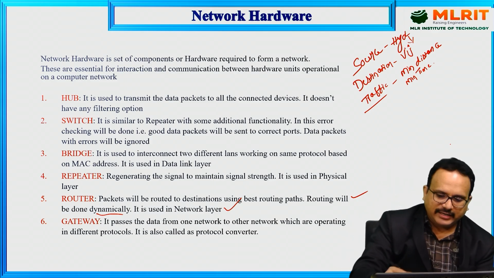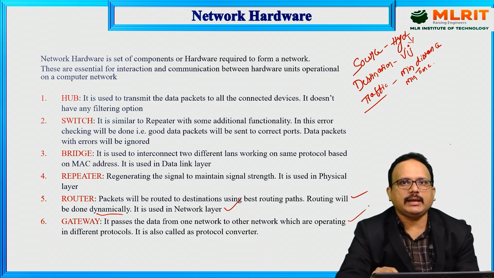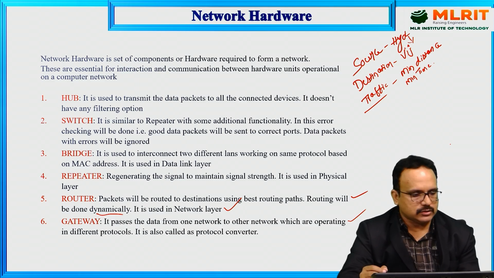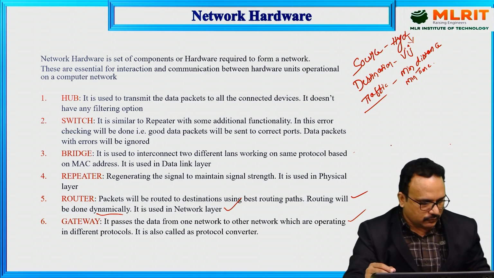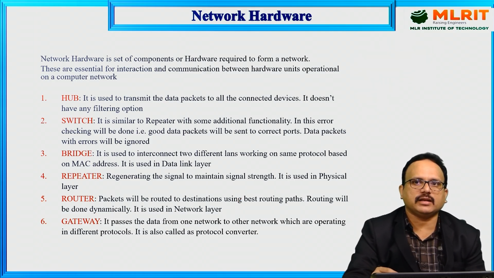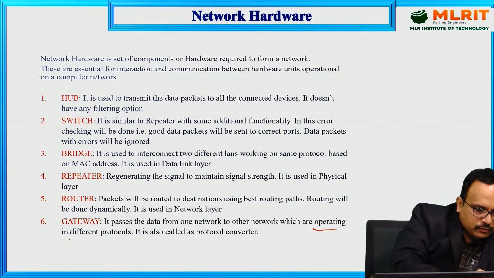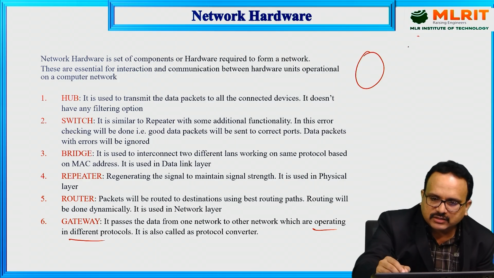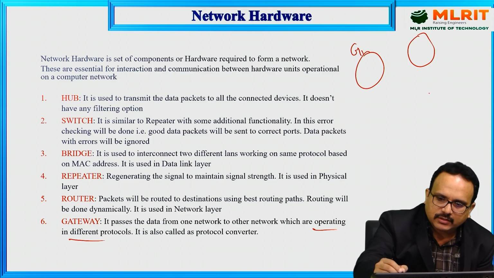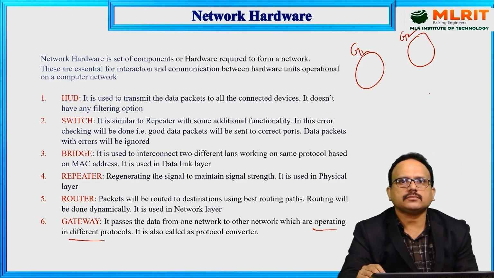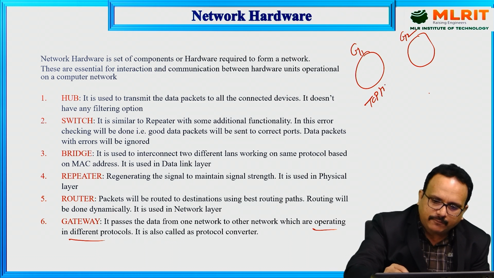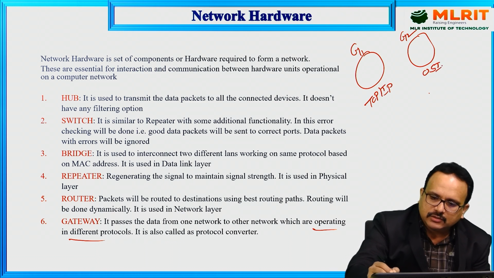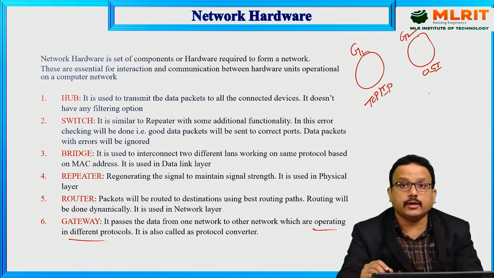And the last one is the gateway. So what is this particular gateway? It passes the data from one network to another network, which are operating in different protocols. If you take a bridge, both networks work in the same protocol, whereas a gateway operates across different protocols. For example, say Z1 and Z2 are two different gateways connecting networks operating in two different protocols. For example, one is working in TCP/IP and the other may be working in OSI.